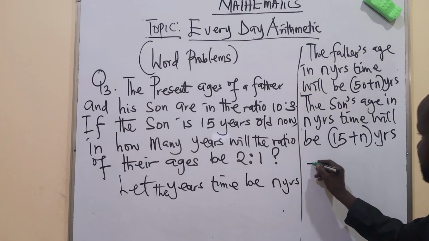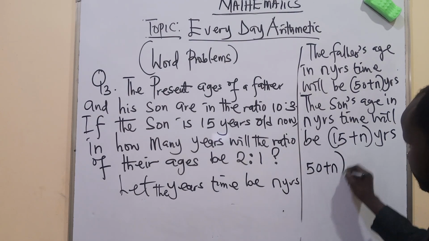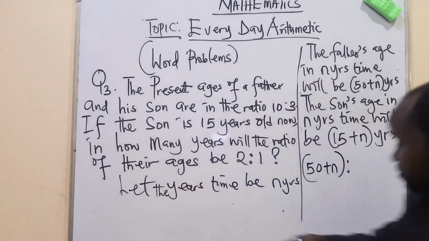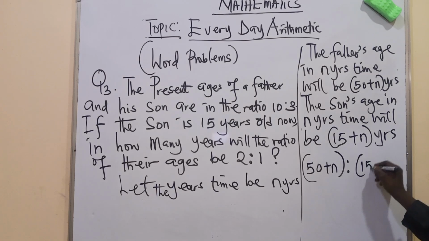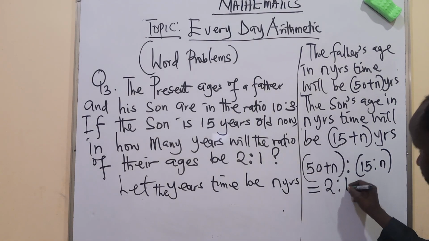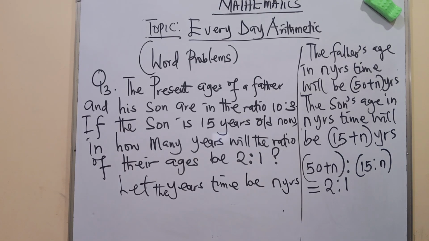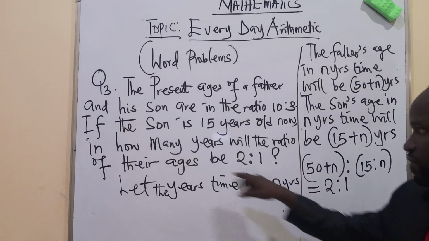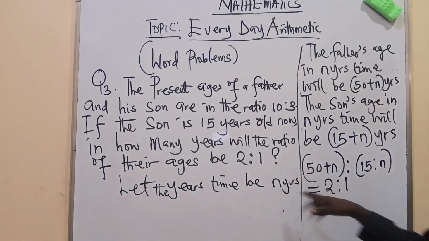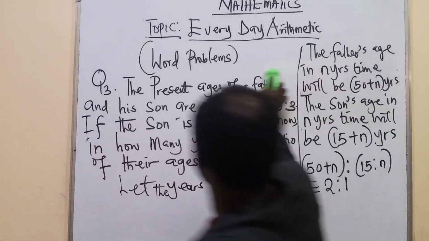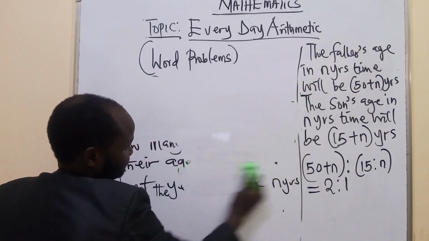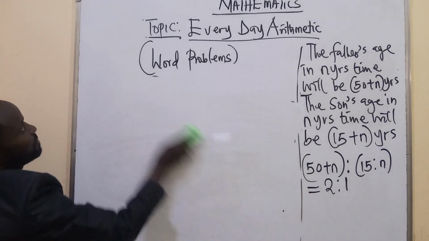So we can say 50 plus n in bracket ratio, that's the father's age in n years time, ratio the son's age in n years time, will be equal to 2 ratio 1. Very important. So we're looking for n, because in how many years time will the ratio of the ages be, and let the years time be n. So we are looking for n here. Let's move here to solve for the value of n. In how many years time? We're looking for the number of years.